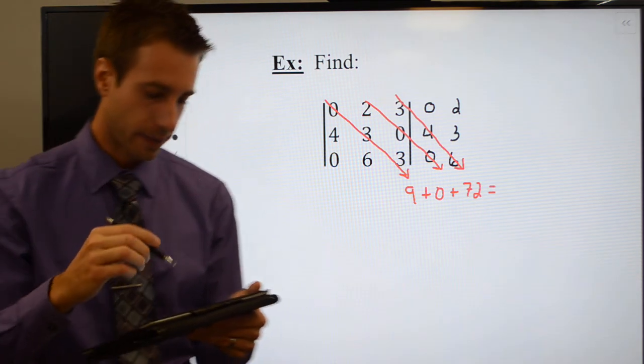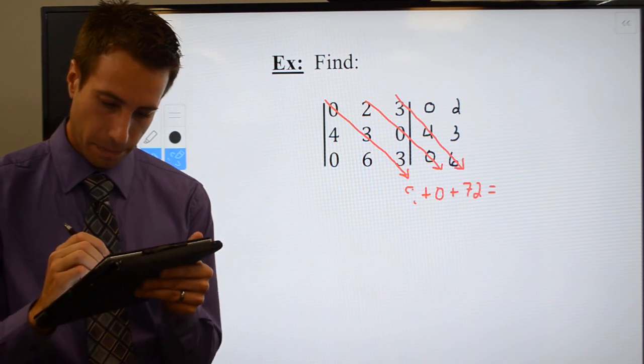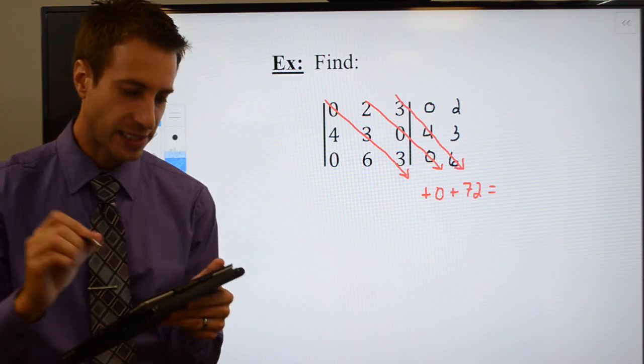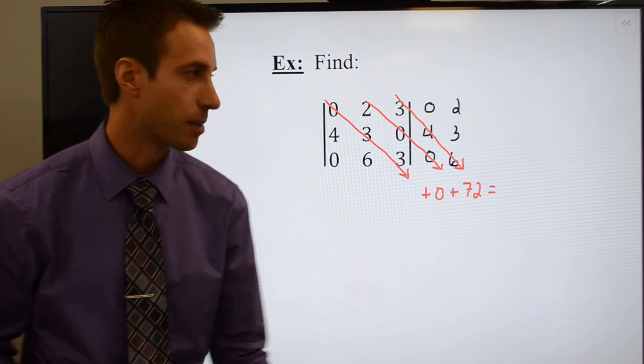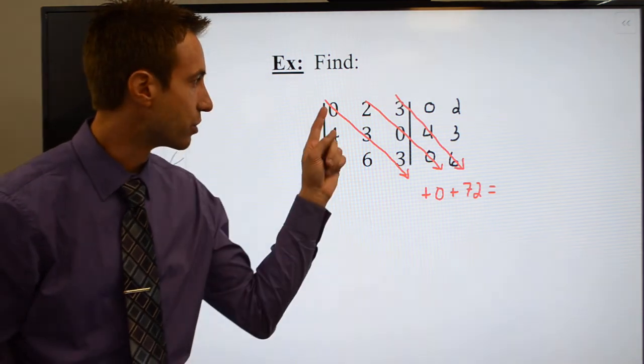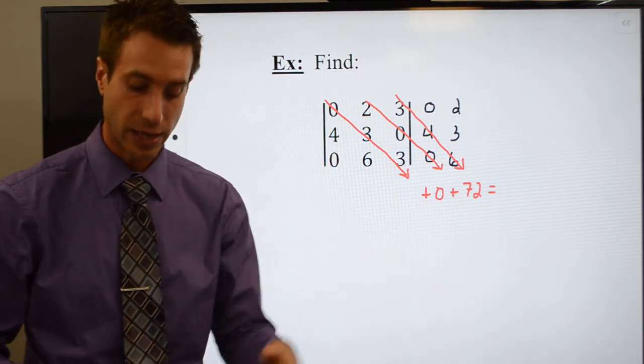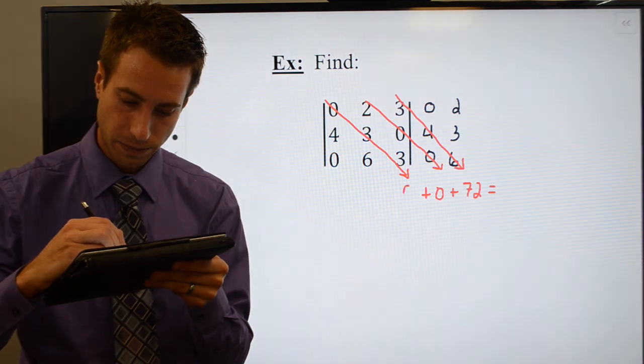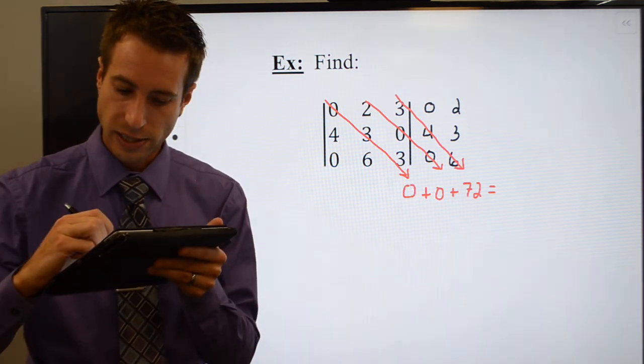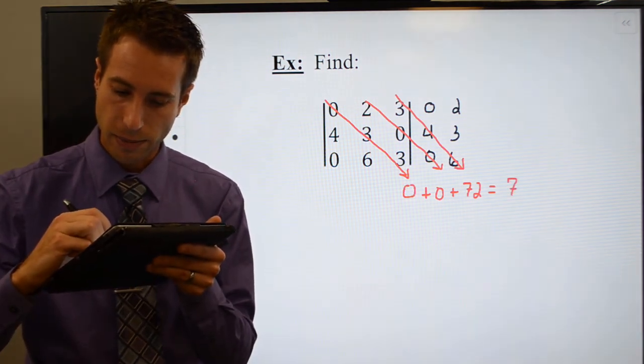Sorry. I said it, look at all those zeros. This is going to be a good one. And then I ignored my zero. 0 times 3 is going to be 0. Sorry. We wind up with 72 as my bottom number.